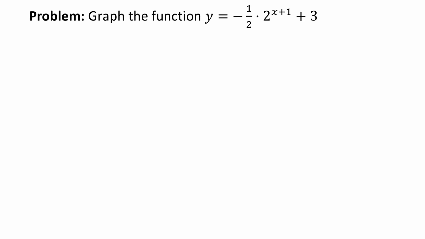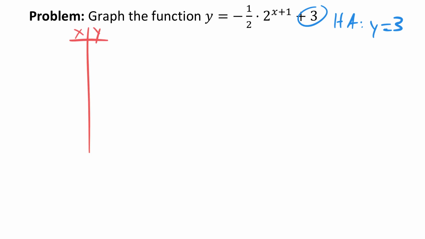Here we have y equals negative 1/2 times 2^(x+1), plus 3. So pause the video and see if you can give this graph a sketch. Okay. Well, the plus 3 will be that horizontal asymptote at y equals 3. So that's pretty good.